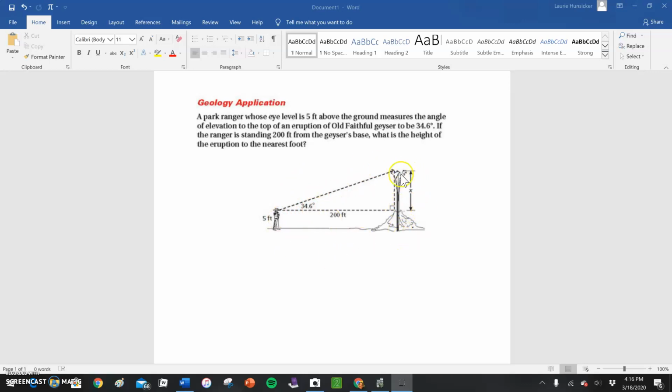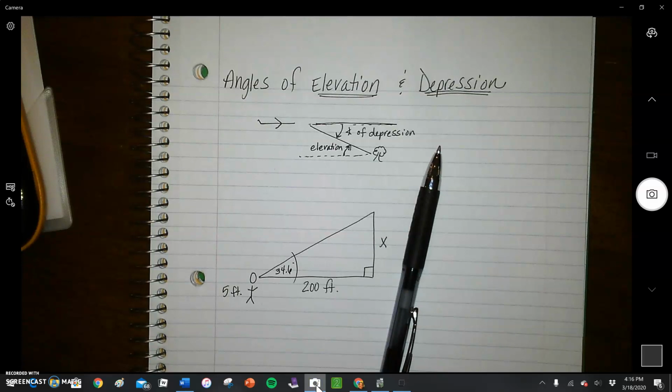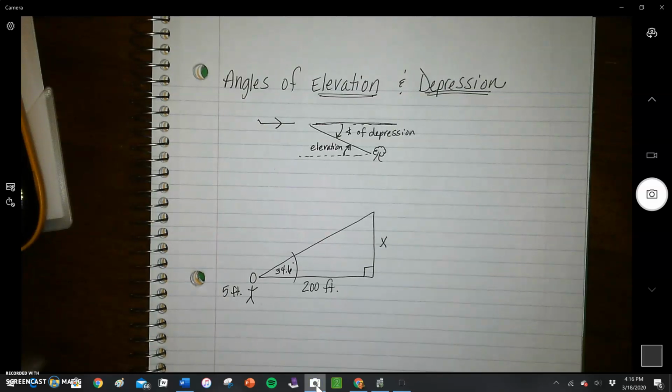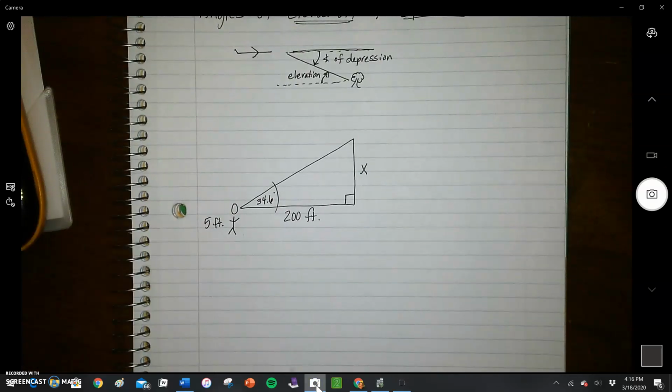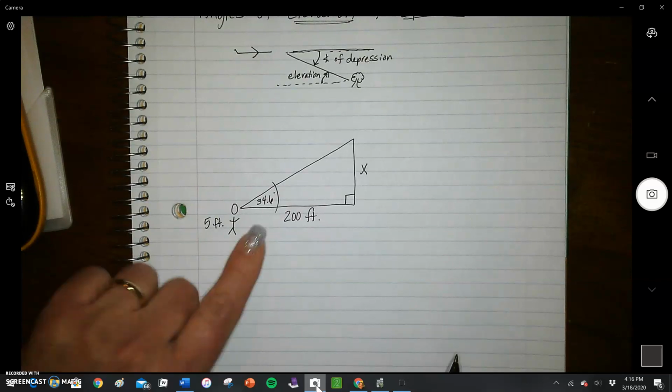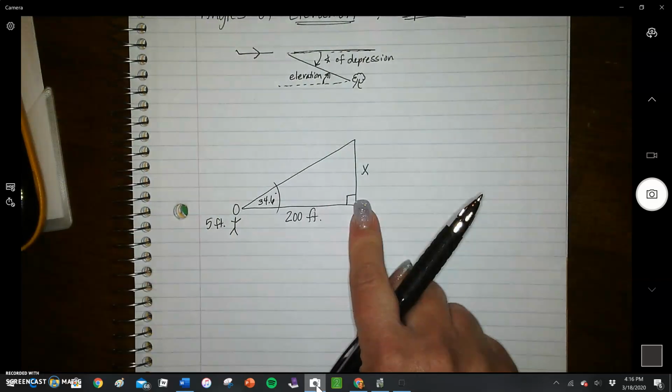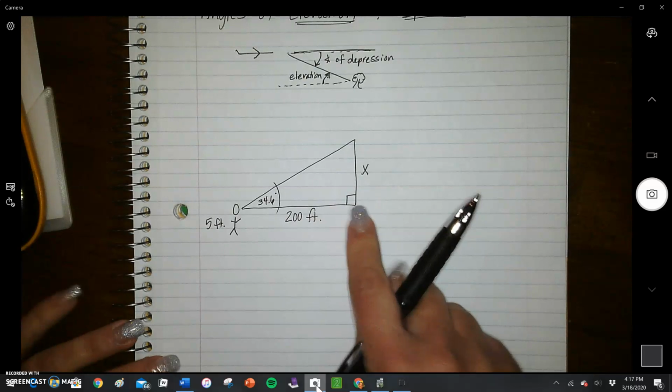And so this is the picture. You can read the word problem and see what it looks like. What I have done for you, though, is I've moved that picture over to my notes so that we can actually do the math that goes along with it. So again, we're going to find out how tall the eruption was for Old Faithful.